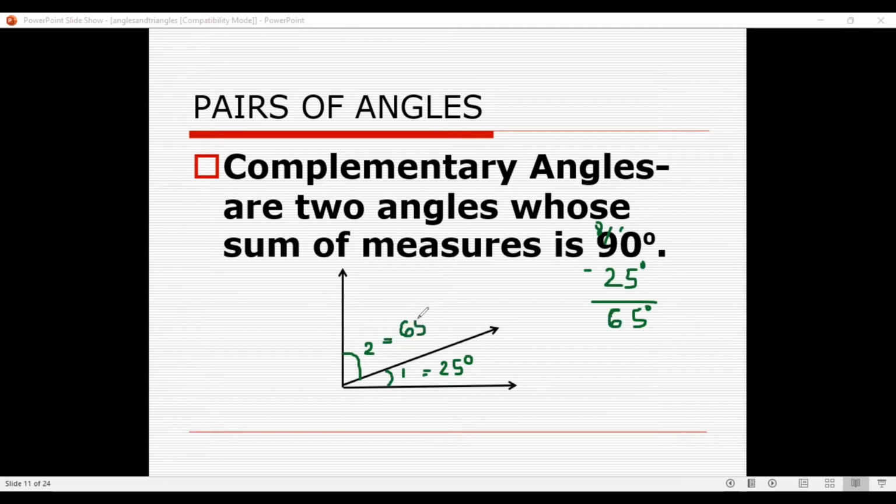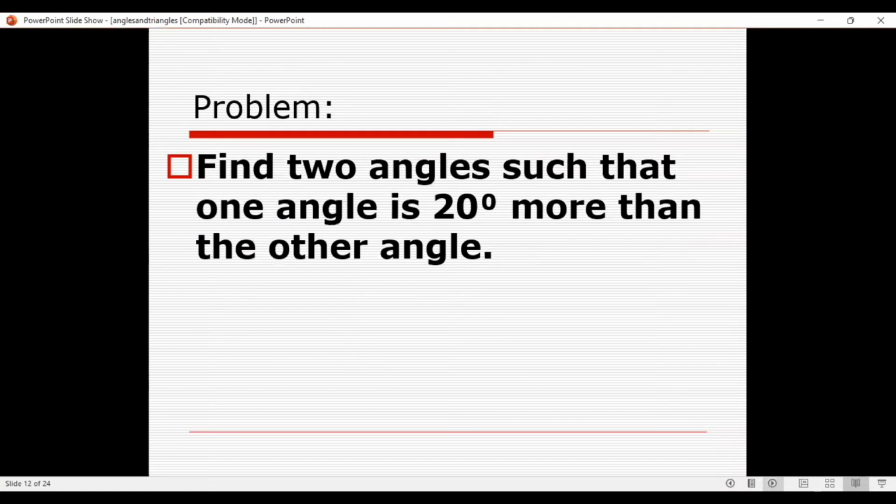So the measure of your angle 2 is equal to 65 degrees. And if we are going to check this, it should give you a sum of 90 degrees. So 65 and 25 is equal to 90. That is the relationship of complementary angles. Now, how can we deal with problems regarding complementary angles? We have here one example of a problem involving complementary angles.